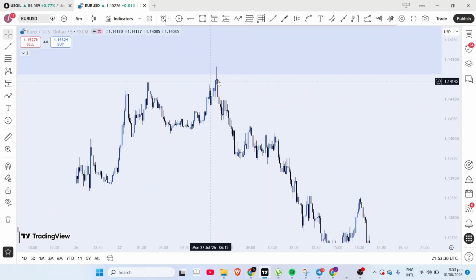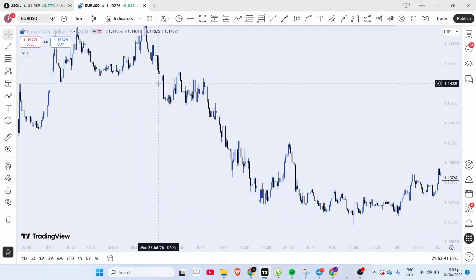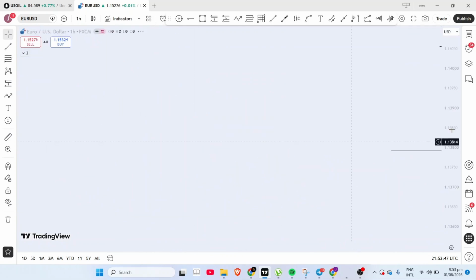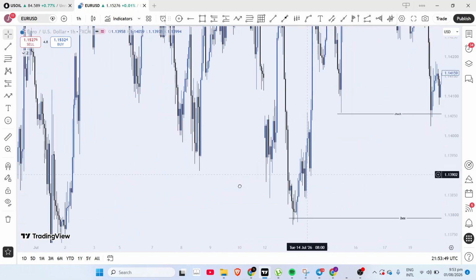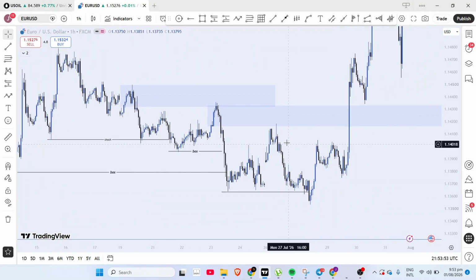As you can see, it came here, though it did not retrace to any point of interest to get in, but reacted from our zone, and yeah, that was it for EURUSD. So for the upcoming week, since this zone has been touched and disrespected already, let me clear it.